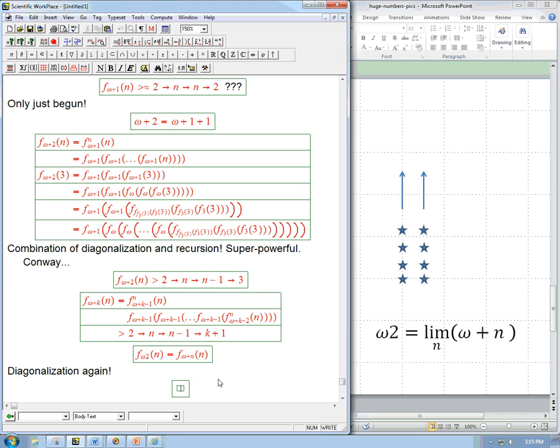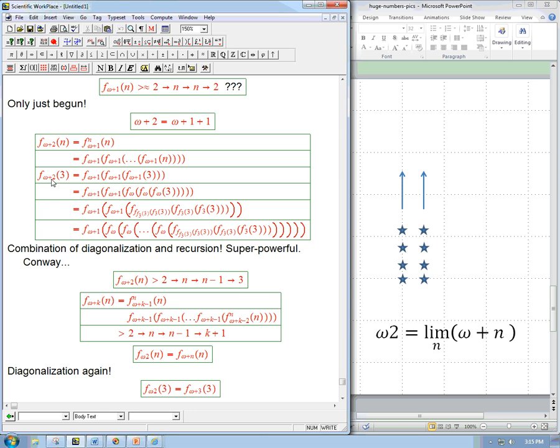Okay. So for example, f sub omega 2 of 3, well, that's not that powerful yet, because it actually just goes back to f omega plus 3. Now, if this had been 100, it would be f of omega plus 100, which would be immensely powerful, even by our new standards. But with 3, it's not incredibly huge.